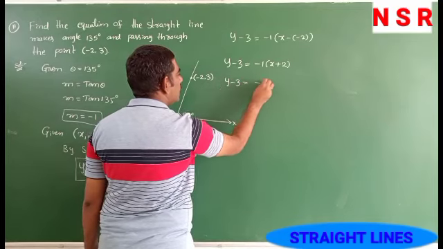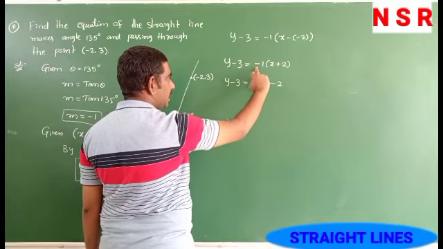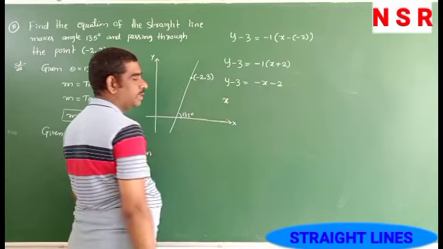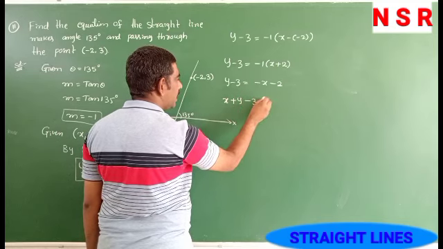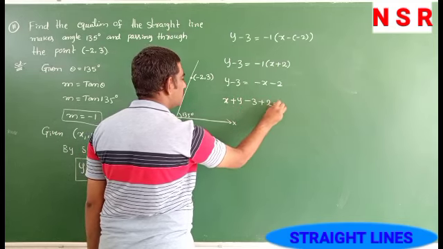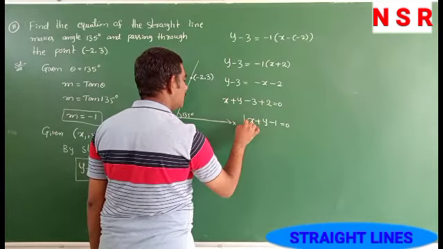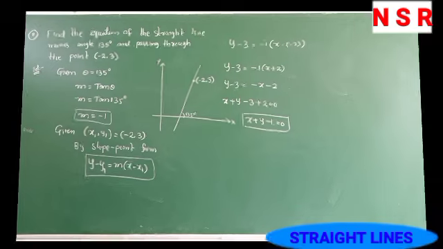Now y minus 3 is equal to minus x minus 2. Now minus x minus 2 moves to this side, we get plus x, and already we have plus y minus 3, and minus 2 moving this side becomes plus 2. Now we get x plus y minus 3 plus 2 equal to 0, that is x plus y minus 1 equal to 0. So this is our straight line equation. A line making an angle of 135 degrees and passing through the point minus 2 comma 3, our straight line equation is x plus y minus 1 equal to 0.